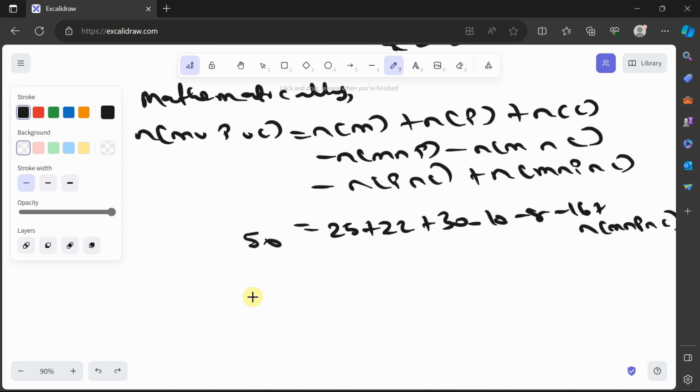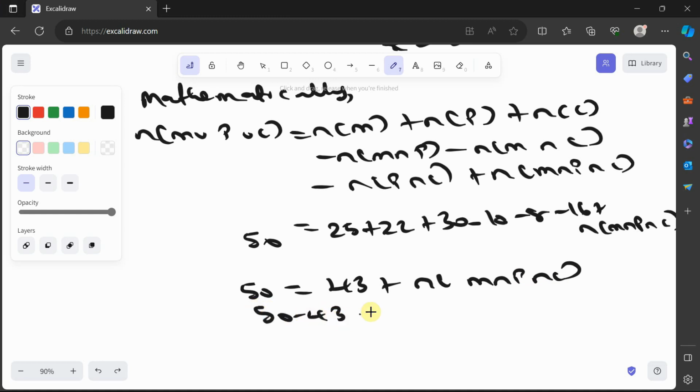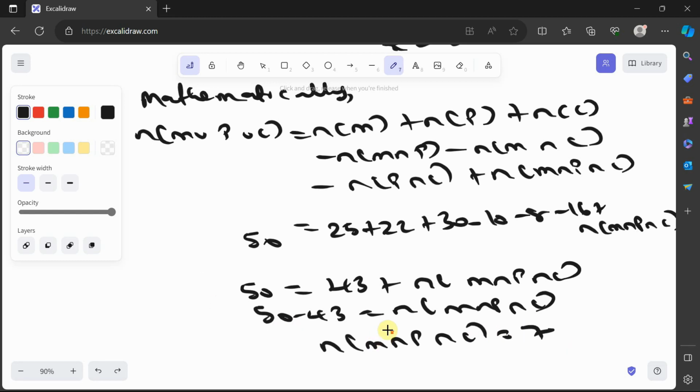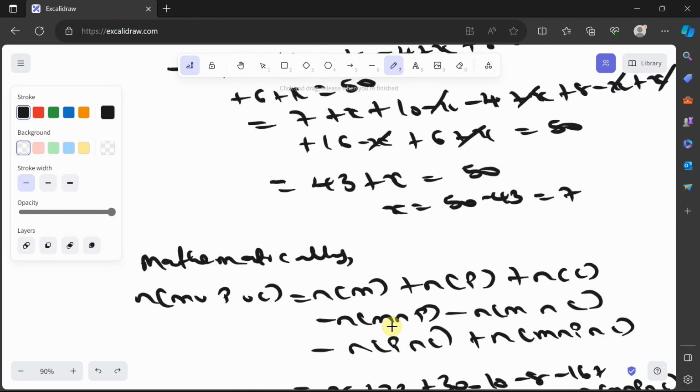So let's simplify. 50 will be equal to, if I take out my calculator, 25 plus 22 plus 30 minus 10 minus 8 minus 16. This gave me 43. So 43 plus n of M intersection P intersection C. 50 minus 43 is equal to n of M intersection P intersection C. So n of M intersection P intersection C is equal to 7. You can see the two different approaches, and we got the same answer.